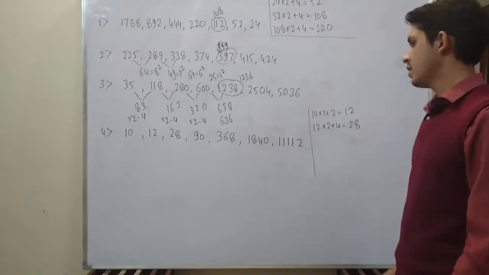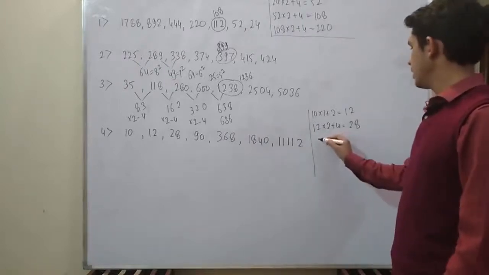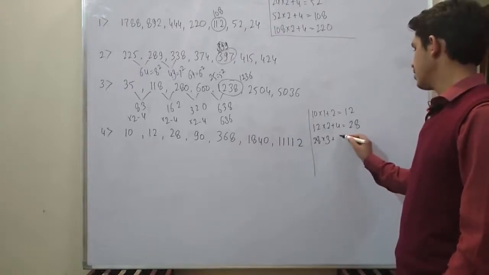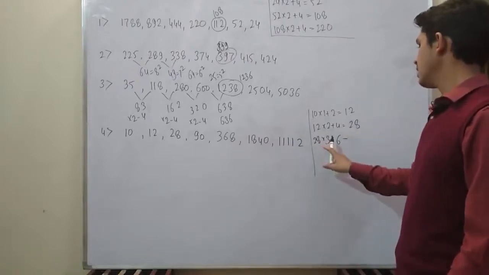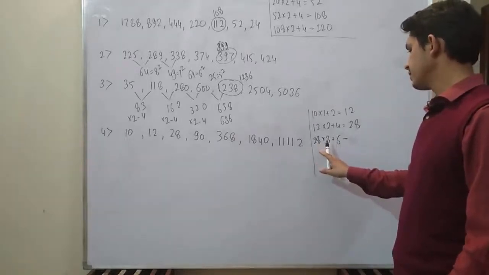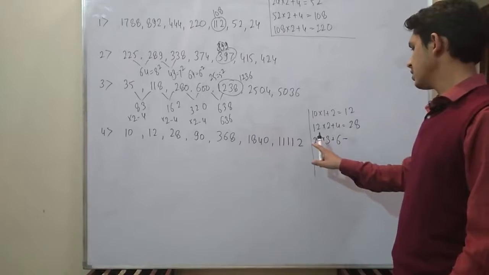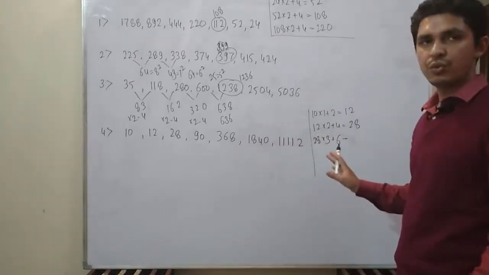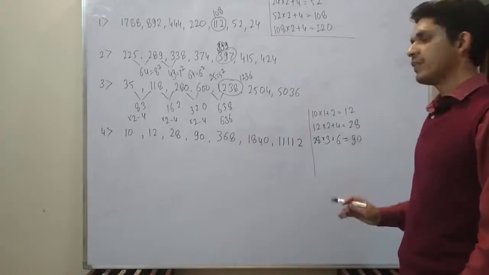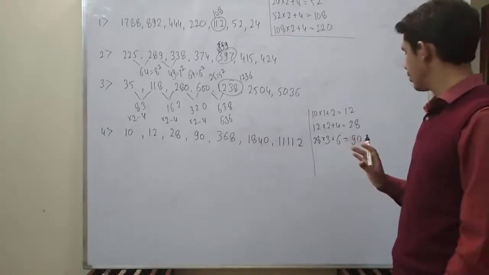Thereafter 28 multiplied by 3 plus 6. If we check 28 multiplied by 3, 3 8s are 24, carry 2, 2 3s are 6, and this will give us 84. 84 plus 6 is equal to 90. That means this 90 number is also correct.